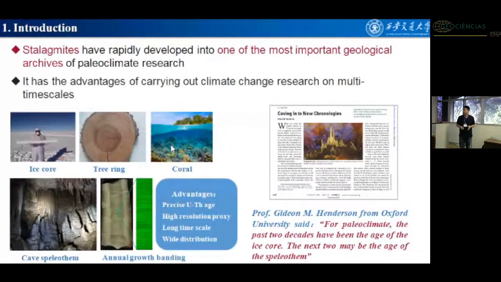As we know, stalagmite has rapidly developed into one of the most important geological archives of paleoclimate research. It has many advantages, such as the precise uranium thorium dating, and also high resolution proxy, and long-term scale and wide distribution. Like Professor Henderson from Oxford, he said, for paleoclimate, the past 2 decades have been the age of ice core. The next 2 may be the age of speleothem. Why? I will also explain in the following.